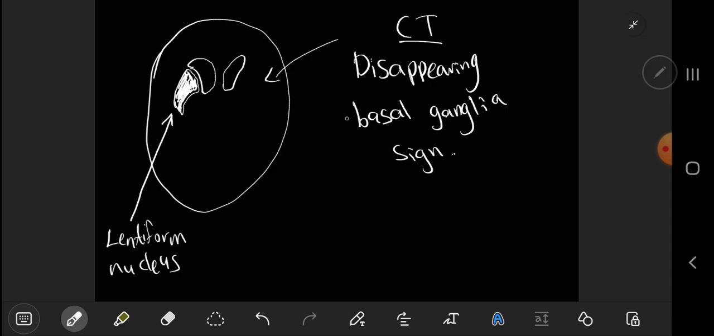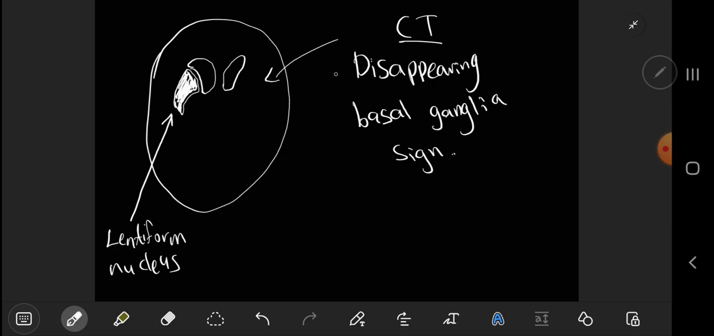So in CT, white matter usually looks hypodense compared to hyperdense gray matter. So in the normal part, you see hyperattenuating, hyperdense areas compared to the area of the basal ganglia. Here is the lentiform nucleus. But in the infarcted area where the MCA is partially or totally occluded, you will not see the lentiform nucleus because it is hypoattenuating. It's like the other area around it, like the white matter.